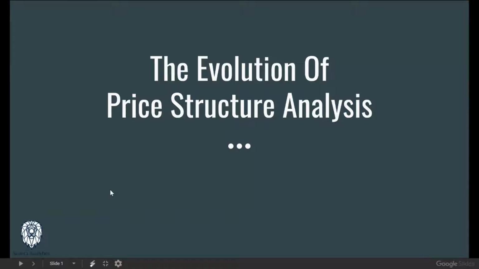We have an exciting journey ahead with lots to learn, but we can't really go forward without looking back and seeing how we got to where we are today. So the first lesson is all about the evolution of price structure analysis.